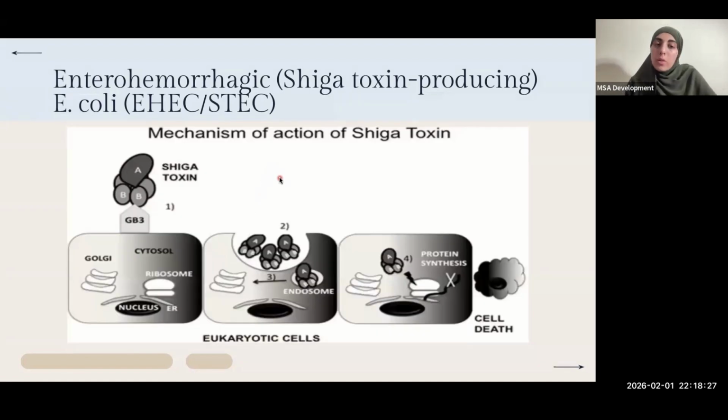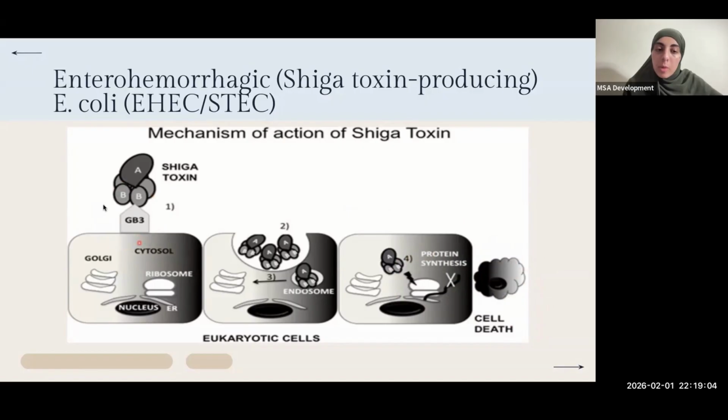How does the Shiga toxin work? Basically, we have this molecule over here called GB3 on the surface of the enterocytes, okay? The Shiga toxin will attach to GB3 and then it will be taken inside, okay, endocytosed, and then it will prevent protein synthesis inside the enterocyte. And when it inhibits protein synthesis, it will lead to cell death. And when you have cell death, you have the destruction of the lining of the mucosa, you will have blood going into the lumen, okay?